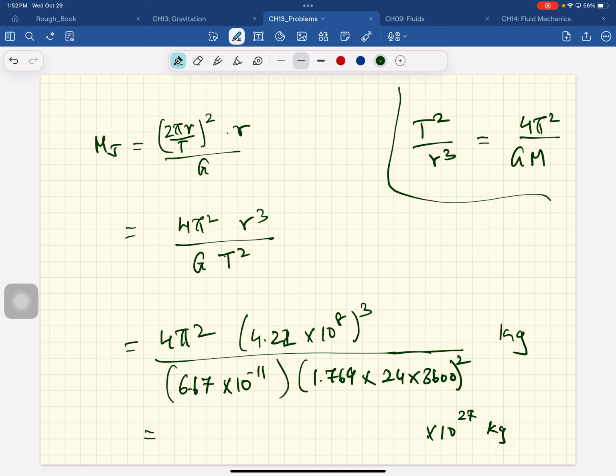4 pi squared times 4.22 into 4.22 cubed divided by 6.67 times 1.769 into 2.4 into 3.6 squared. Yes, so that's what I have. Hopefully it's correct, but that should be easy to check. While I do this, somebody check the mass of Jupiter online.